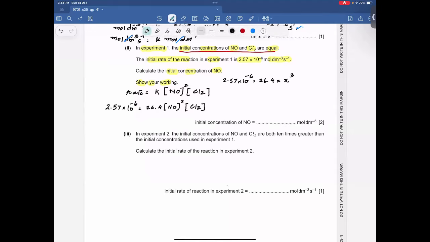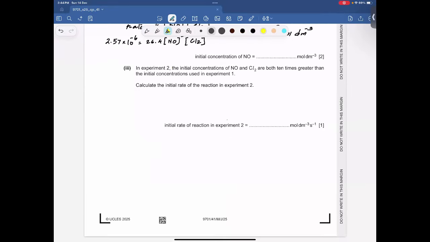So the value of x from here is going to be 4.60 into 10 to the power minus 3 mole per dm cube. That's the answer.